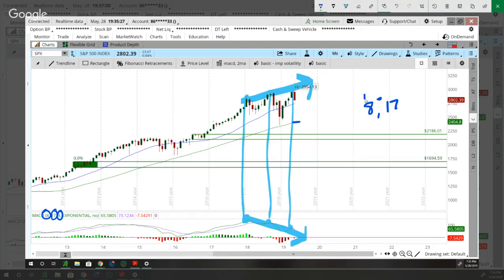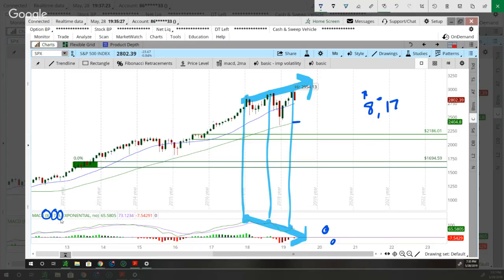When the 8-period moving average is above the 17, then our MACD line here will be above the 0 line. When our 8 is below the 17, then our MACD will be below the 0 line. Okay? So what we're looking at here is the difference between an 8 and a 17-period moving average.